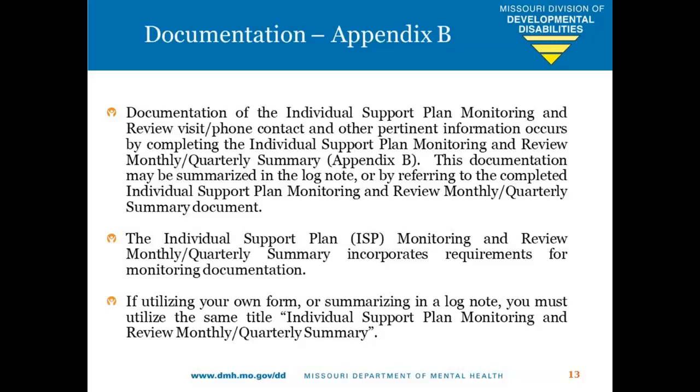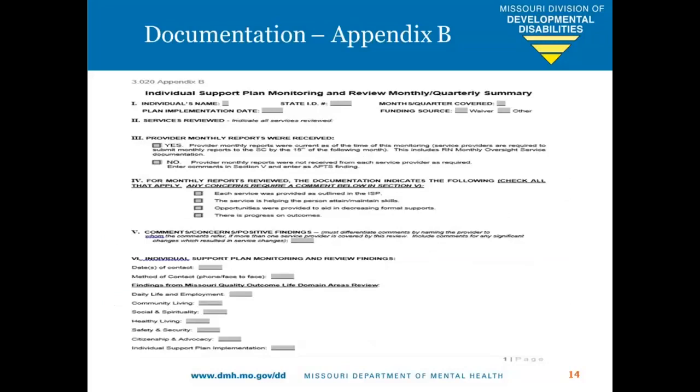The individual support plan, ISP, monitoring and review monthly or quarterly summary incorporates requirements for monitoring documentation. If utilizing your own form or summarizing in a log note, you must utilize the same title: Individual Support Plan Monitoring and Review Monthly/Quarterly Summary. This form replaces the quarterly review and also includes findings from contacts previously identified as support monitoring findings. Support coordinators can bill this documentation under the Support Monitoring Code as part of support monitoring. The TCM Technical Assistance Manual will also be updated to reflect this change.